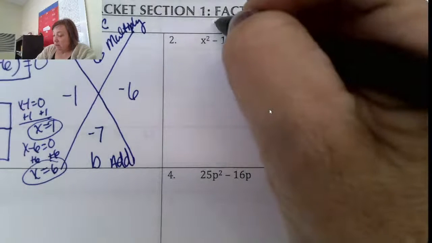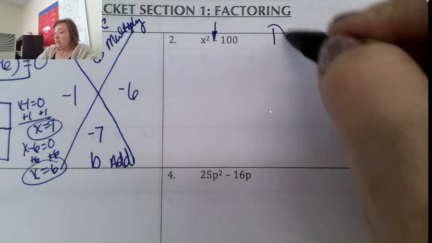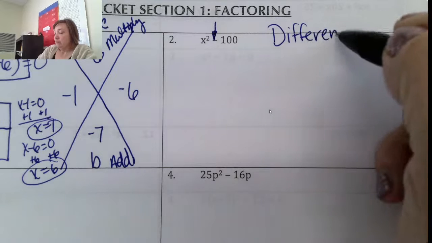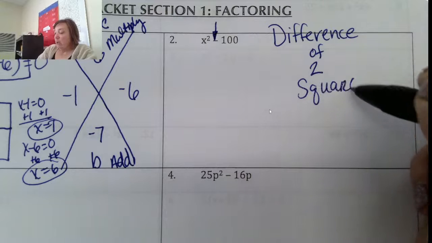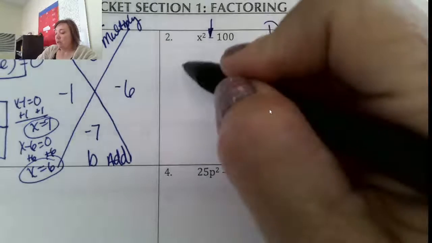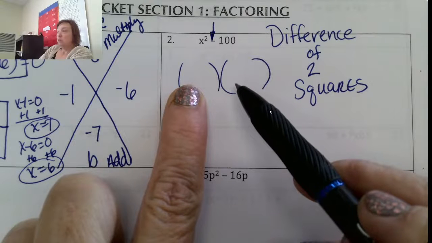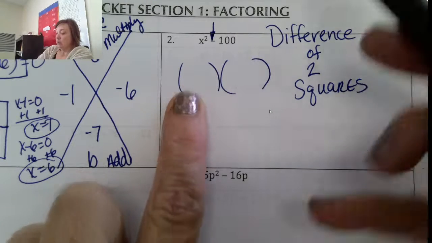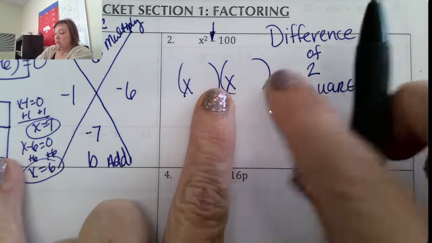That's a minus sign in the middle. So this is what's known as the difference of two squares. If you have two perfect squares and you have a minus sign between those two perfect squares, this is the easiest thing to factor ever, because your factors are going to be, here and here is going to be the square root of the first term. What's the square root of x squared? X. So we're going to put x and x. And here is going to be the square root of the second term. That's going to be 10.